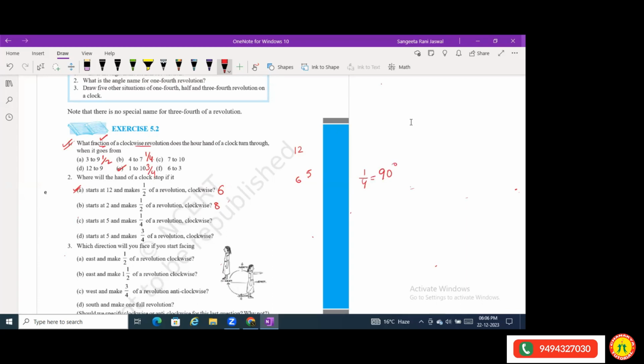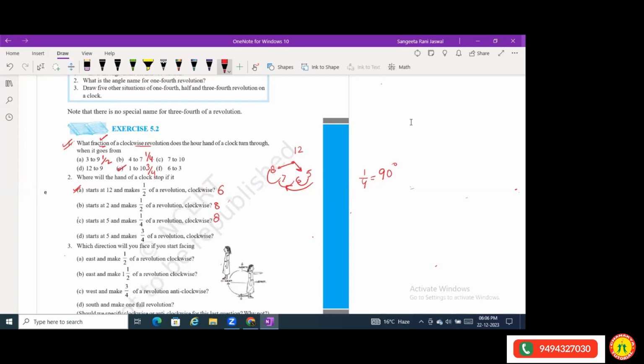Yes. So in the clockwise direction, it's making a 90 degrees angle, 1/4 revolution. So where will it reach? Then one gap, then second gap, then third gap. Where has it reached? From 5 to 8 it has reached 8.